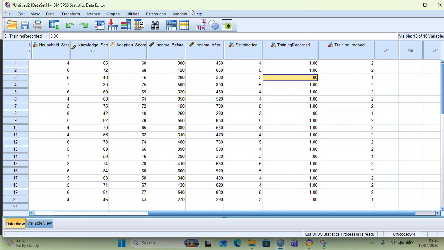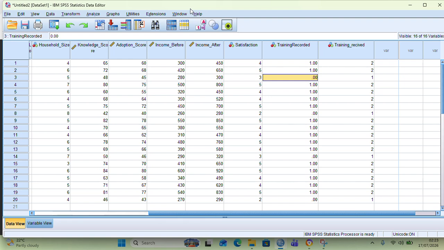An independent t-test, or what we call the two sample t-test, is used to determine whether there is a statistically significant difference between the means of two independent groups. So if you hear two sample t-test, know that we are talking about the independent t-test.